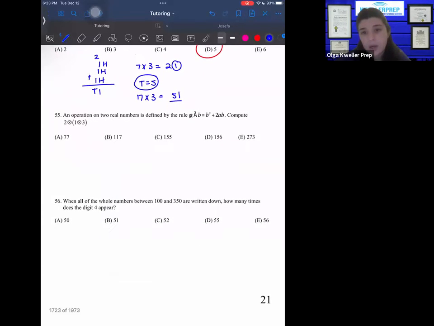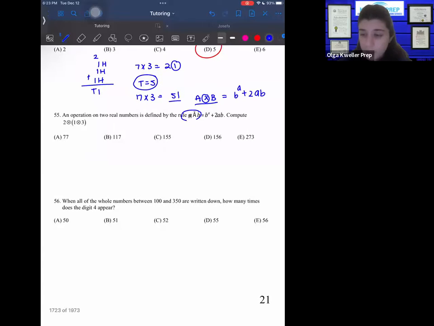Okay. Moving on, we have this equation. So the symbol got a little bit messed up here, but what they're trying to say is that if A symbol B, that's going to tell you B to the A power plus 2AB. That's what they're trying to say. This symbol just got messed up a little bit.